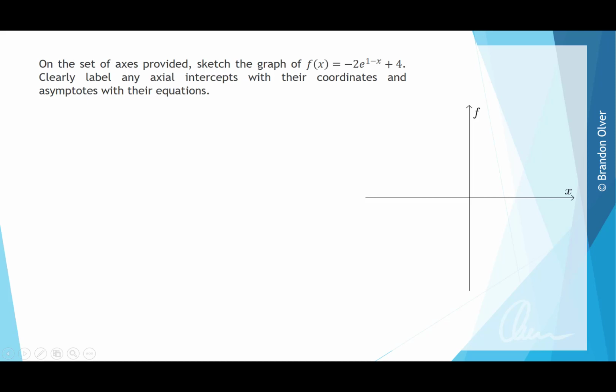On the set of axes provided, sketch the graph of f of x equals minus 2e to the power of 1 minus x, plus 4. Clearly label any axial intercepts with their coordinates and asymptotes with their equations.